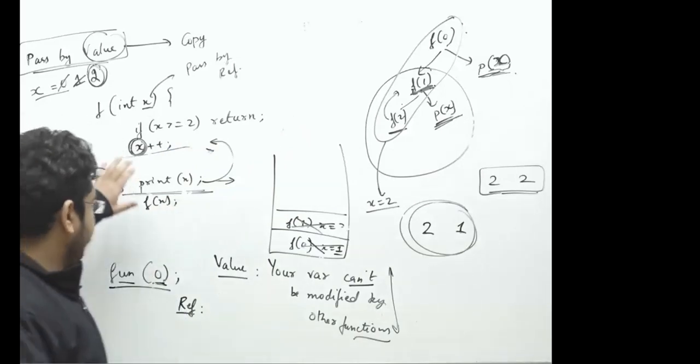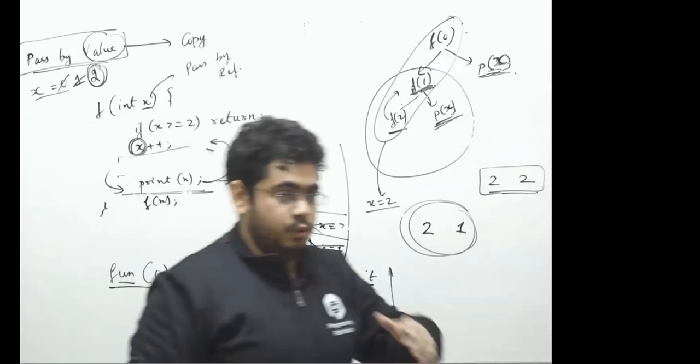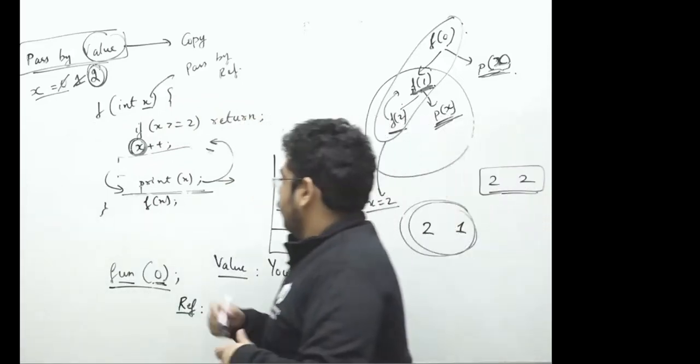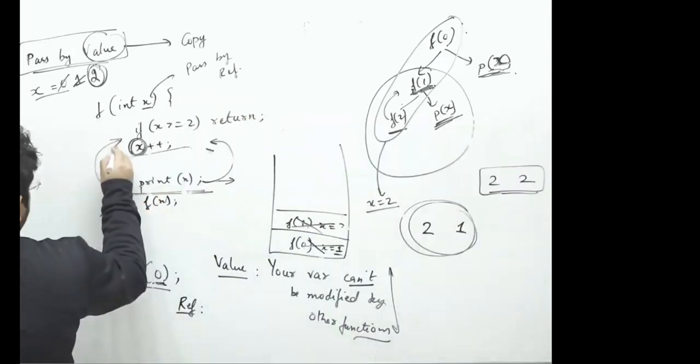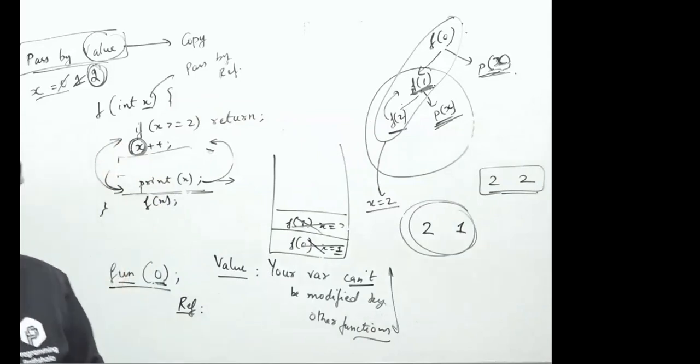Oh, actually 1, 2 is right. Sorry, x plus plus is before. My bad. So I was moving this even before this. So then it would have been 0, 1, but that's okay.